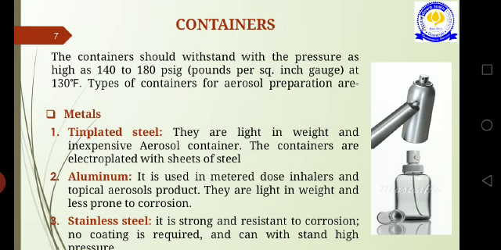to resist corrosion. Next, aluminum is less prone to corrosion, light in weight, and can easily be used as a container for aerosol preparations in the case of topical dosage forms. Next, stainless steel. Stainless steel is the highest grade container, having no corrosion issues. It is strongly resistant against corrosion and can withstand high pressure, but is comparatively costly compared to the previous two.